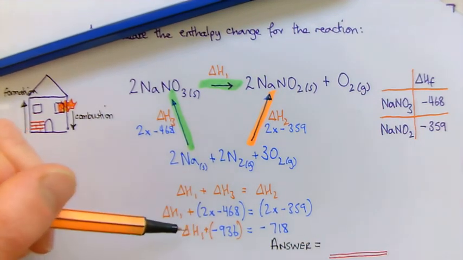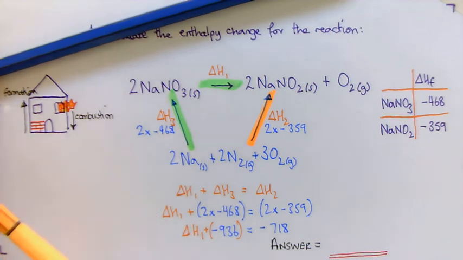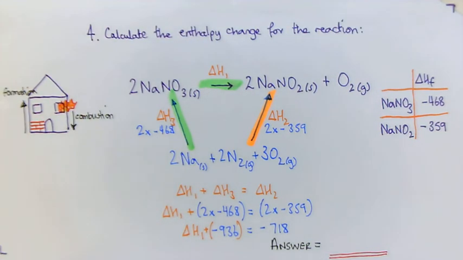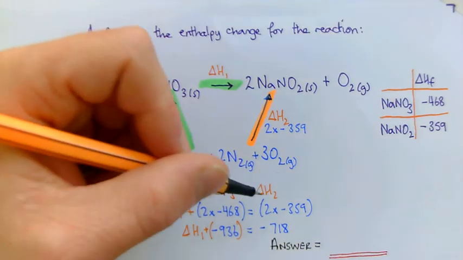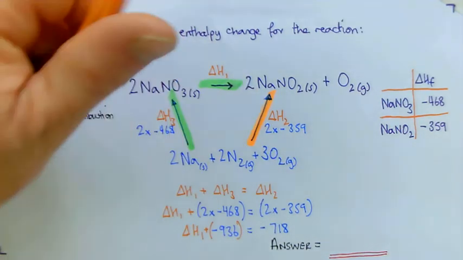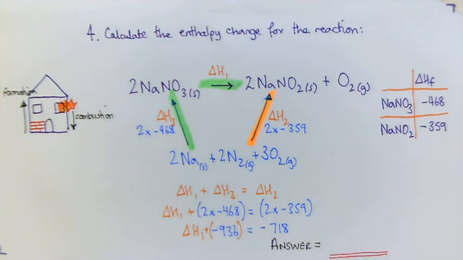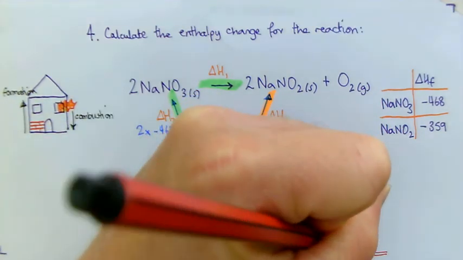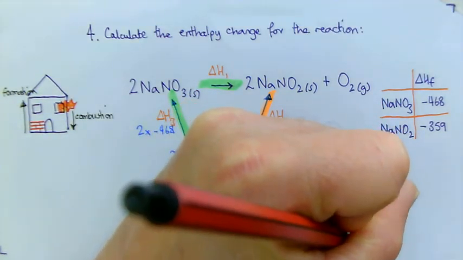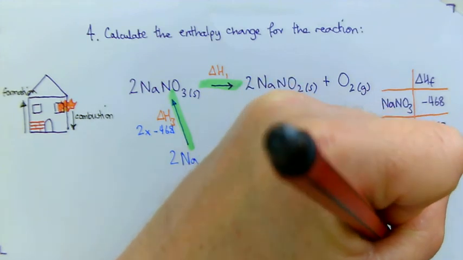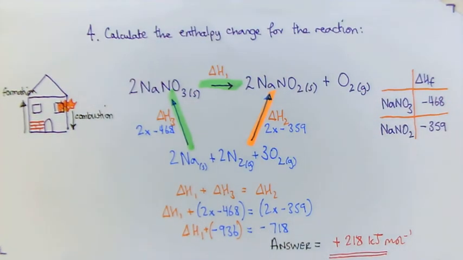So to get delta H1 on its own, we're going to add 936 to both sides, and that's going to give us that the enthalpy change of this reaction is plus 218 kilojoules per mole. Okay, and that is how you do a Hess law cycle using formation data.